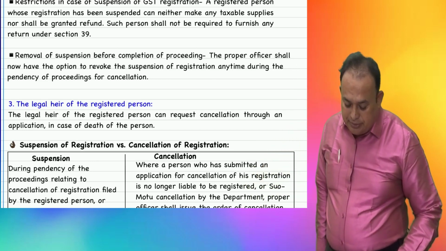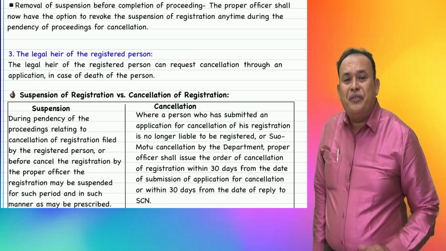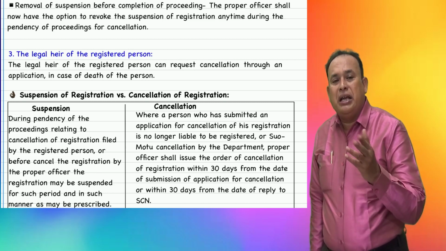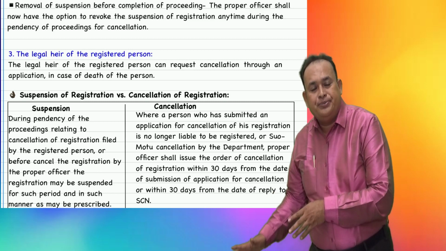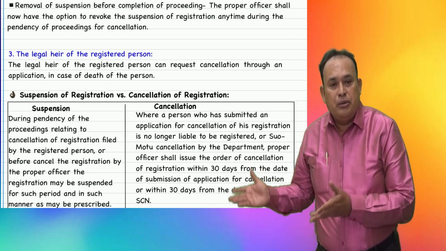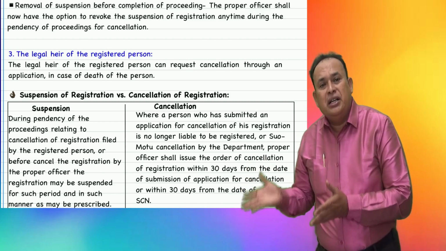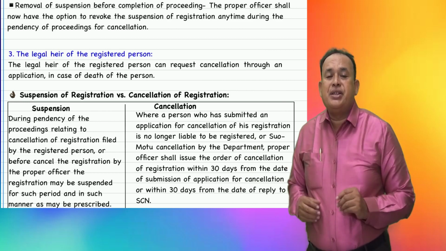Further, my dear friends, legal heirs of a deceased person can also apply for cancellation of the registration of a deceased person. In case a sole proprietor has passed away, his legal heirs can apply for the cancellation of registration.